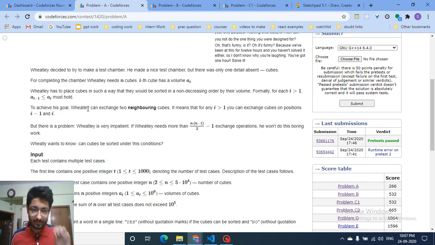So the first thing I see in this question is that we have to switch two neighboring cubes and I have to count this number of operations. The first thing which comes to my mind is this is an inversion problem. This is a very standard problem in which you have to count the number of inversions to make an array sorted. So let's assume that you have an array.